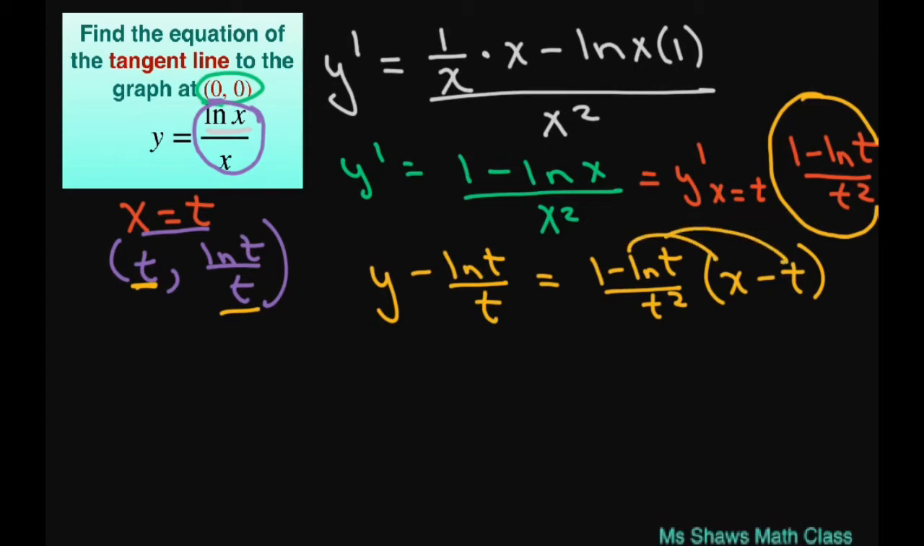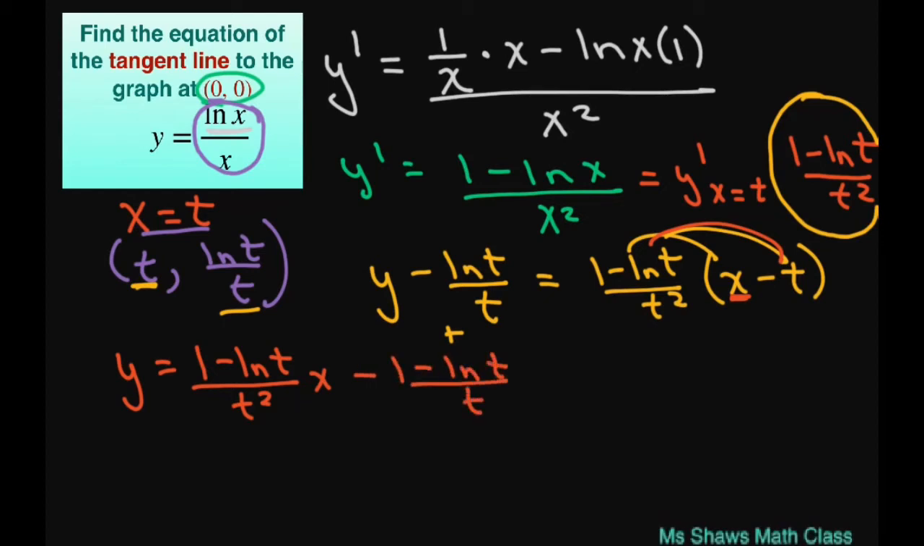Looks a little confusing. Now the next part is just simplifying. So I'm going to distribute here just like you normally do and add this to both sides, and that's going to give you y equals 1 minus ln of t divided by t squared times x. Now the next part is minus 1 minus ln of t divided by t squared times t, plus, and then we're going to add this to both sides, plus ln of t divided by t. All right, I think I got everything. So now that we have that, let's simplify.